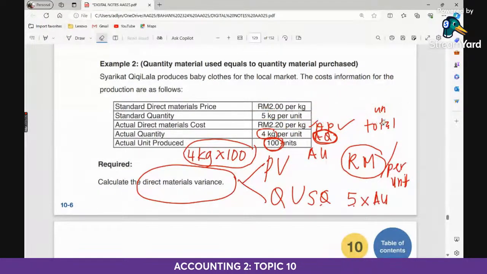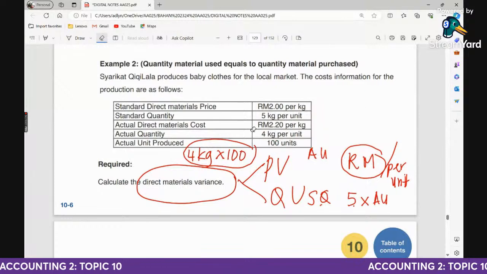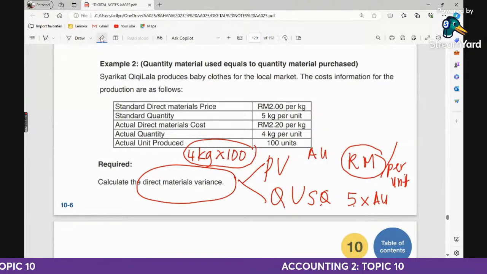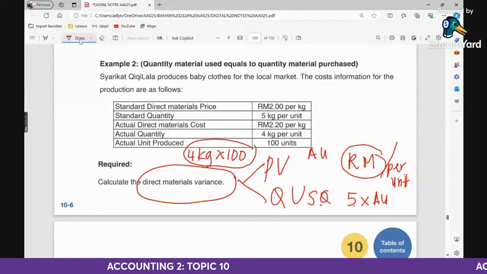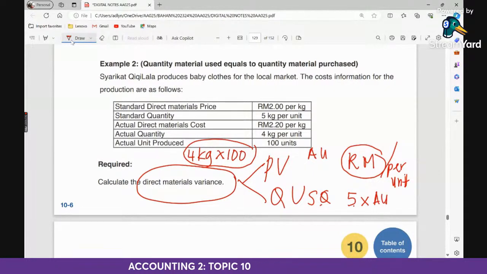Tapi bila item yang dia beri pada anda bukan dalam RM, so kita tak boleh terus ambil ya. Kita kena convert dia jadi total quantity, ataupun kita kena ambil dia jadi total hours, sebab nanti kejap lagi kita buat label ialah jam. So kalau rate boleh ambil 1 unit, tapi bila hours kita kena ambil total.